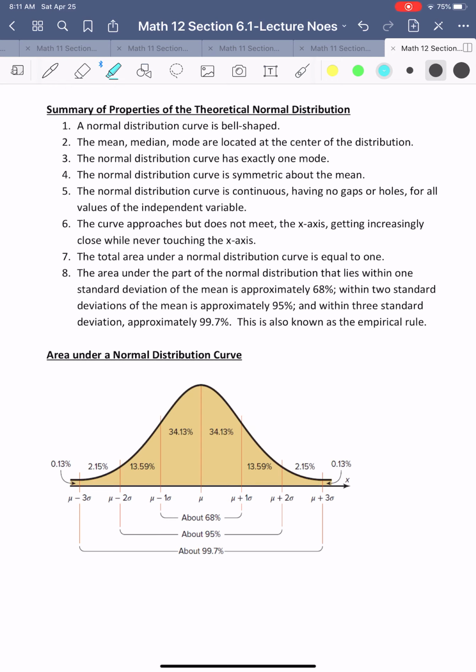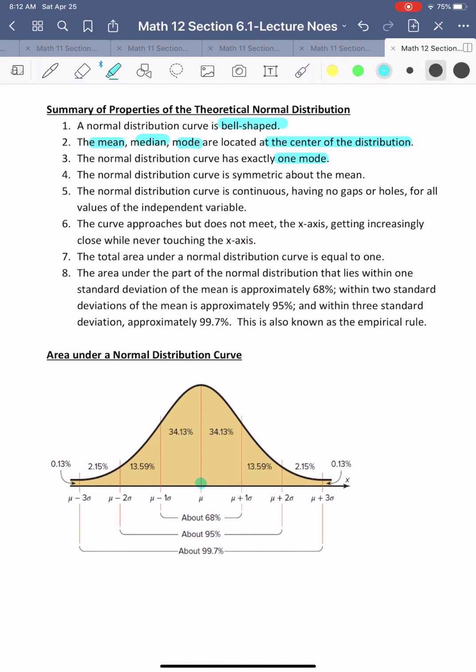The symmetric property of the theoretical normal distribution: a normal distribution is a bell-shaped curve, and the mean, median, and mode locate the center of the distribution. The normal distribution curve has exactly one mode, which is the highest place. The curve is continuous, having no gaps or holes for all values of the independent variable. The curve approaches but does not meet the x-axis, getting increasingly close while never touching it.